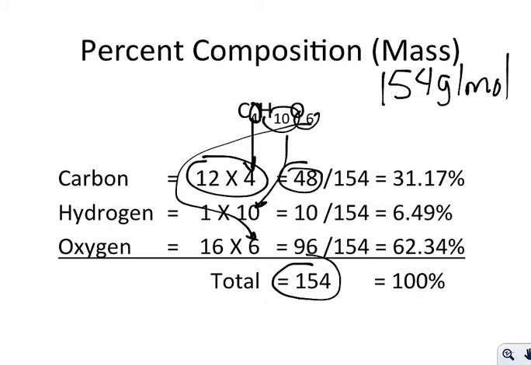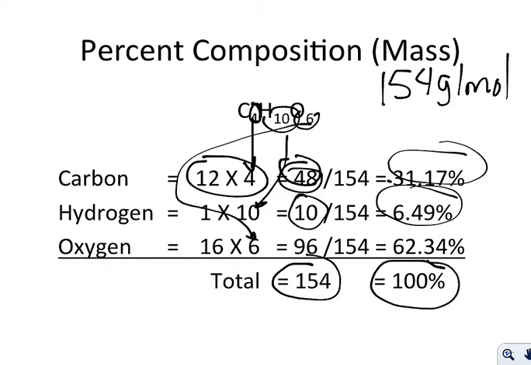So if I want to find the percent by mass of each particular element, I just take whatever the mass of carbon is, divide it by the total, multiply by 100, and I get 31.17%. Or I can take 10, which was hydrogen, divide by 154, multiply by 100%, and I get 6.49. And so on and so on. The key thing though is it should add up to 100%, because you have the whole molecule and you're trying to figure out what the percent by mass of each piece is, but overall it has to add up to the total molecule. So this is one of those things that you should be able to do.